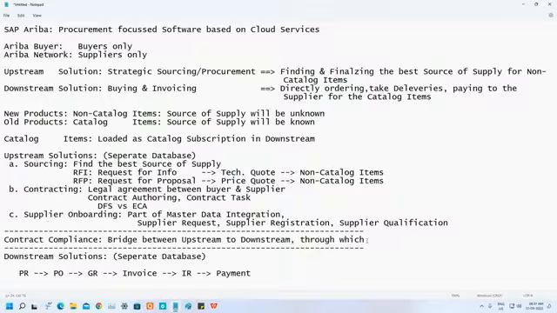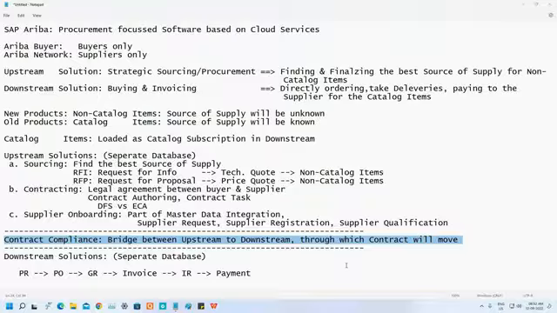Through which the contract will move. The major thing which I ask the majority of the participants is, what is the meaning of contract compliance? What do we do in contract compliance, or why is contract compliance required over here? They will always say to me, contract compliance is basically part of downstream, or we don't need it. Actually, contract compliance is not part of upstream, not part of downstream. It's a bridge between upstream and downstream through which the contract will move.